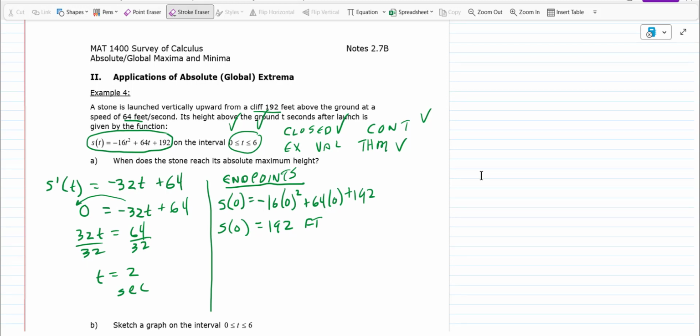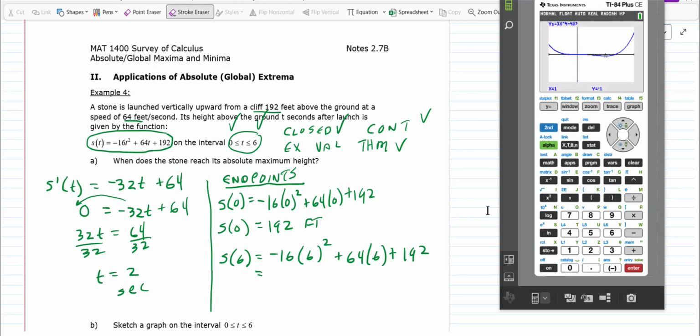Okay, so we do that. Then we do S of 6. So plug 6 in. We have negative 16 times 6 to the second plus 64 times 6 plus 192. I have a strong feeling that that's 0. I don't know, but I'm going to plug it in just to make sure, because when I make up these problems, I try to make them up this way.